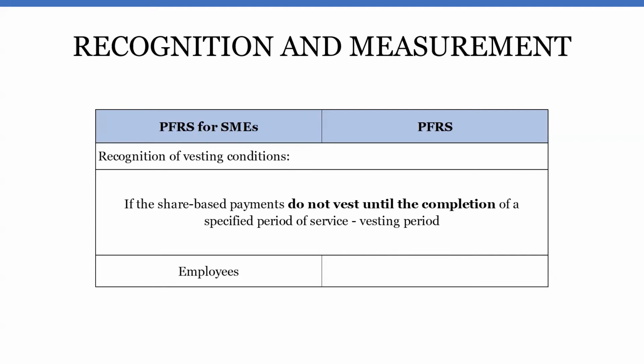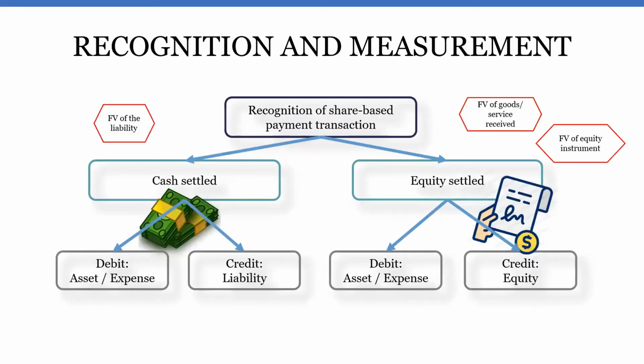So, for PFRS for SMEs, it is explicitly stated that vesting conditions are only for employees. So, that's the difference as to measurement.